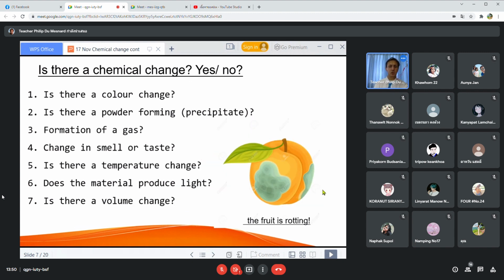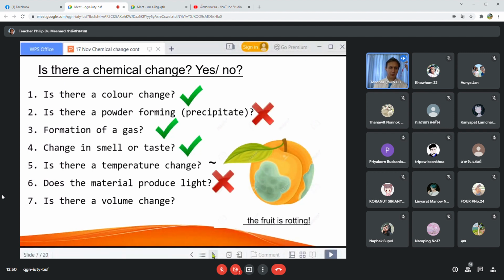I see a peach. Maybe it's a peach or apricot fruit, and the fruit is rotting. So maybe if I leave it outside for a long time, the bacteria and the bugs are going to eat the fruit. And now, it smells so bad. Ugh. So let's see. Color change, yes, because it was yellow. Now it's like green. Ugh. Powder, no, it is not really a powder. Gas, yeah, I think maybe it is a gas. Taste, it tastes very bad. So yes, the taste is different. Temperature, I don't know. Actually, I'm not sure.